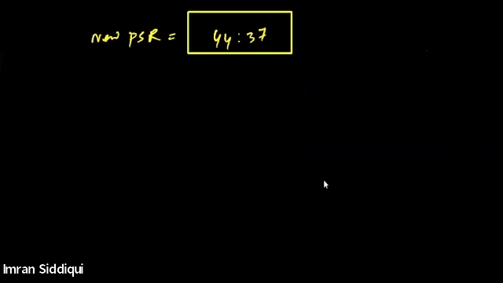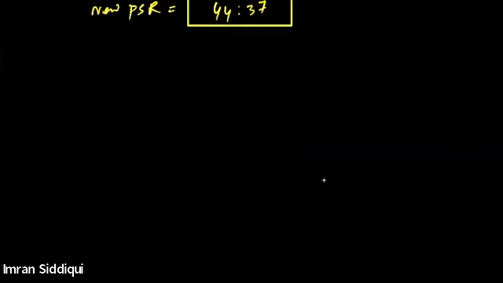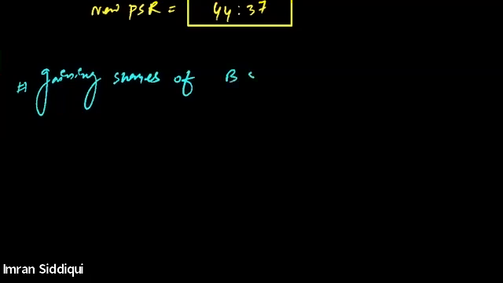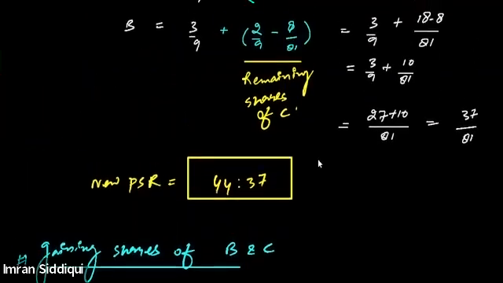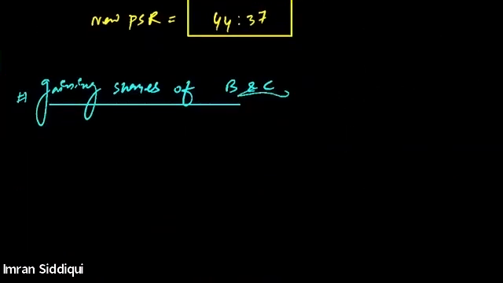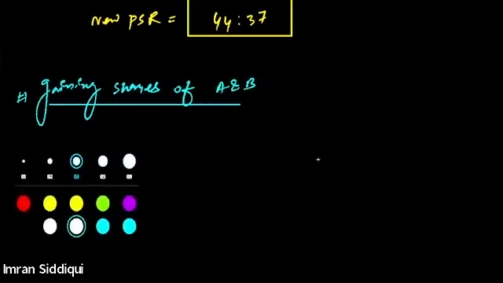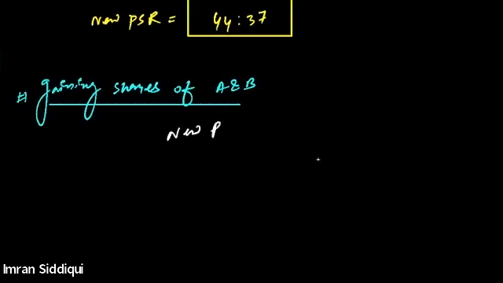The question also wanted us to calculate the gaining shares of the partners. Let's do that. Gaining shares. Who is gaining in this question? Sorry, A and B. Gaining share of A and B. C is retiring. So to determine the gaining share, what do we do? New PSR minus the old PSR, right?